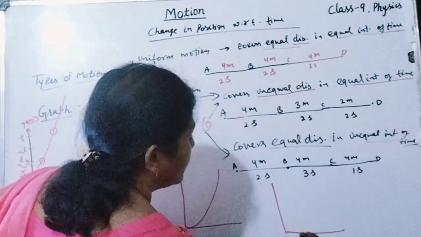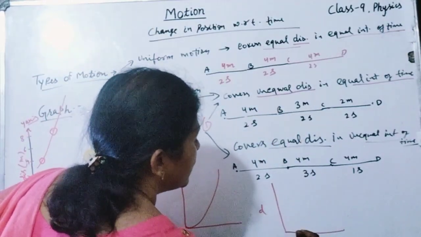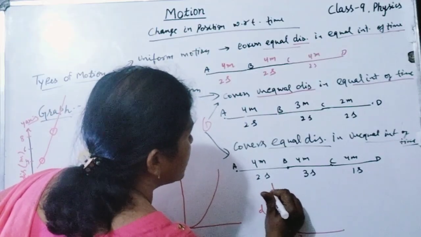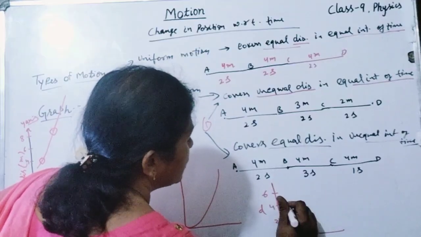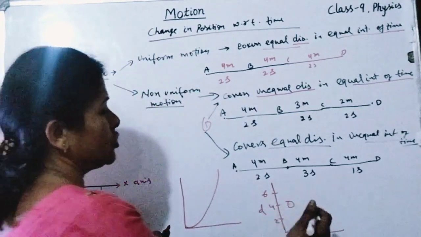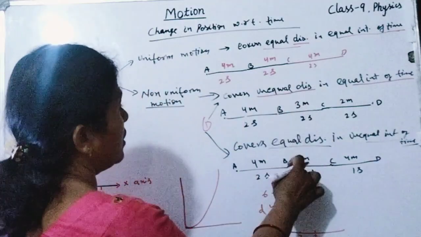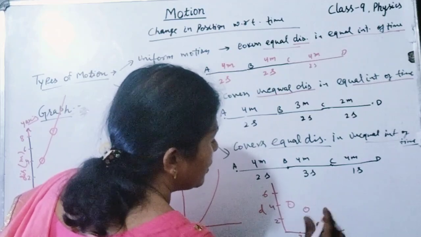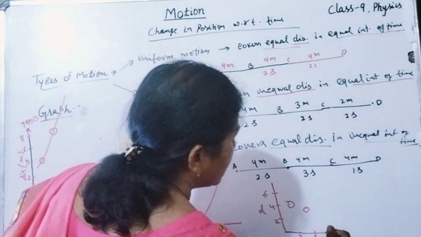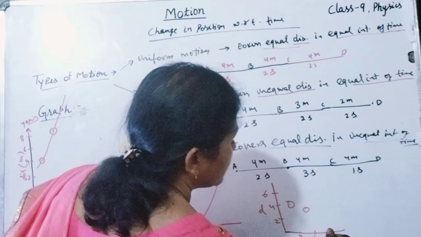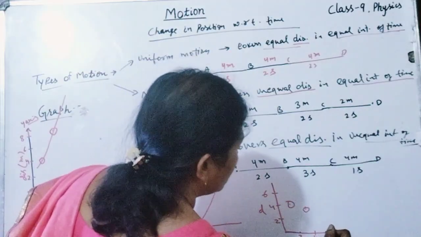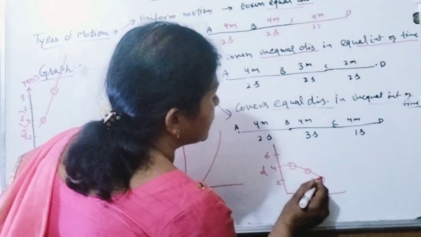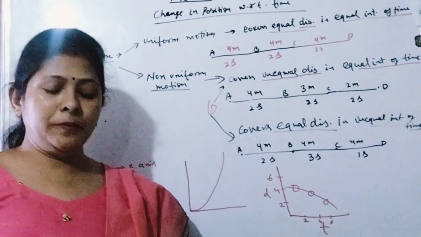this is the time axis and this is the distance axis. In 2 seconds, the object covers 4 meters. Suppose this is 2, this is 4, this is 6. In 2 seconds the object covers 4 meter, and in the next 2 seconds it will cover the distance 3 meters. So the 3 meter point will lie here, and in the next 2 seconds it will cover 2 meter. Now you can see the graph is like this. The graph is not a straight line.